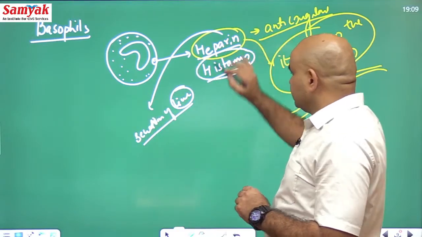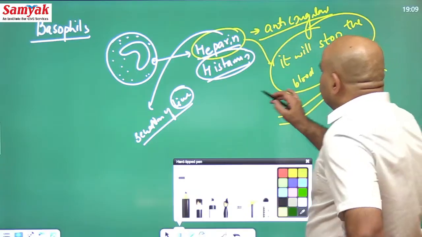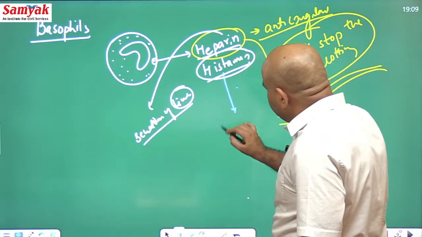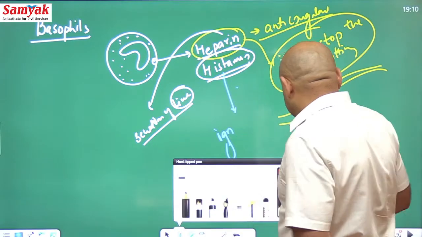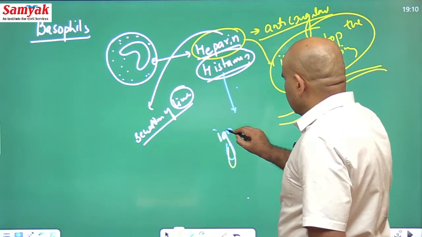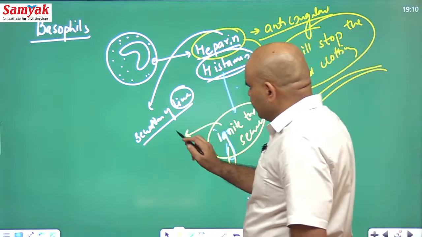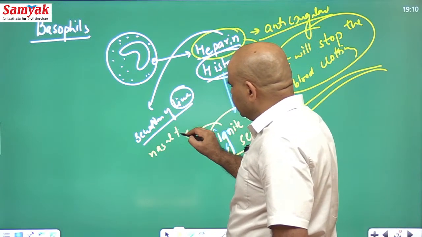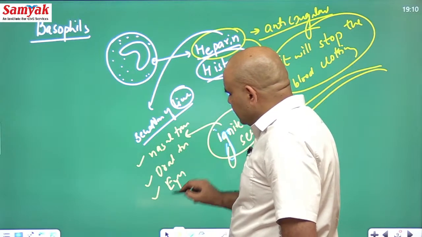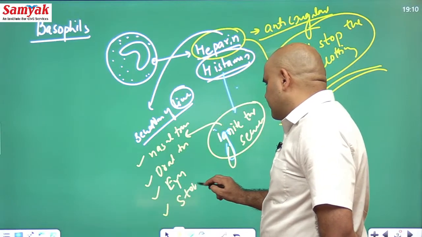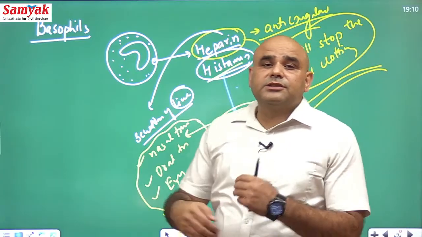The second thing is histamine. Whenever you talk about histamine, remember that histamine is a chemical which will ignite the secretions, like secretions from the nasal tract, from the oral tract, from your eyes, even secretions from your stomach. Because of the effect of histamine, all types of secretions will start to increase.